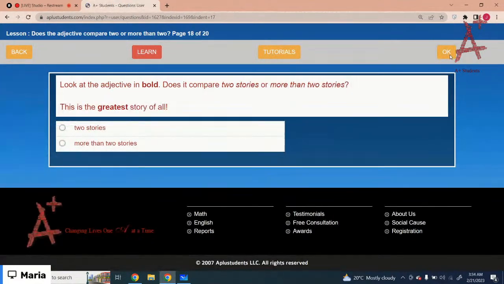This is the greatest story of all. Greatest, you have an EST with the adjective. Got it? That means that is the comparison between more than two things. Whenever you have an EST, that is the comparison between more than two stories.